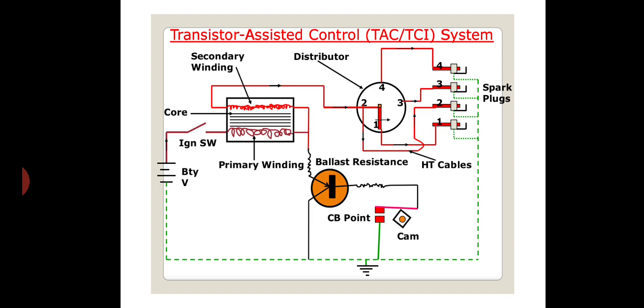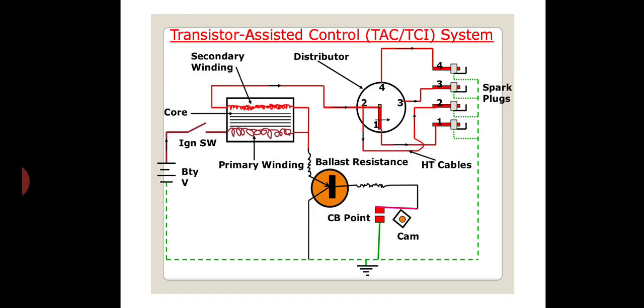So the advantages of this system are reduced ignition system maintenance, reduced wear of components, increased reliability, extended spark life, and improved ignition of lean mixture. Now the circuit diagram is shown here.